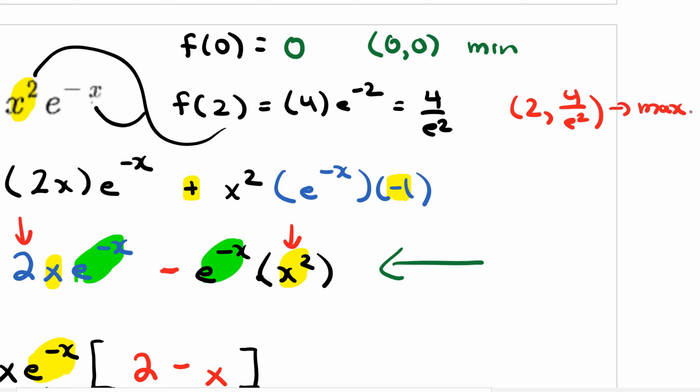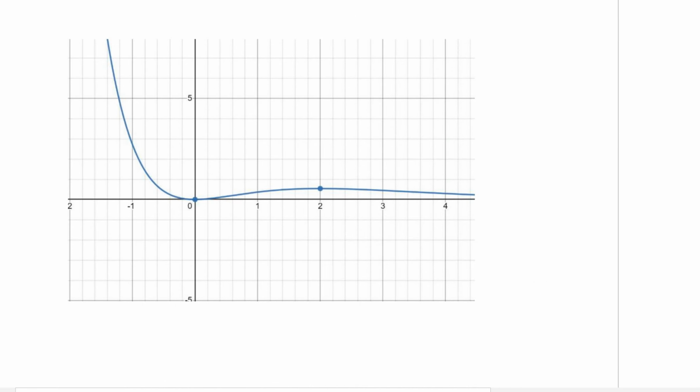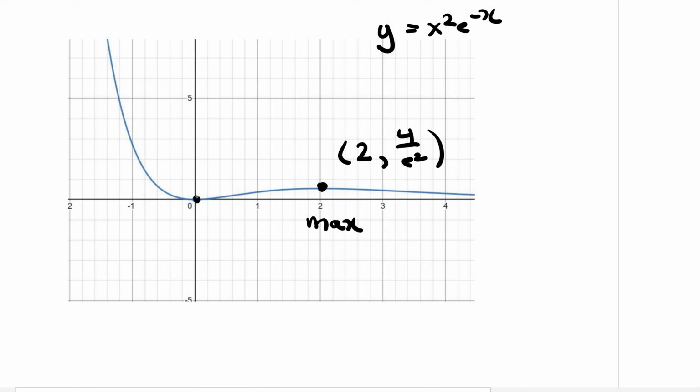Okay, let's move on, and let me give you a graph of the final result. If I take a look at the graph here, this is the original function, y equals x squared e to the -x. And this point right here is the point (2, 4 over e squared). So there's our max. And then we have a minimum right here, and our minimum point is (0, 0). All right, so those are the solutions to that particular problem, and those are the relative extrema points. All right, let's keep on going. I think we have one more to go here.